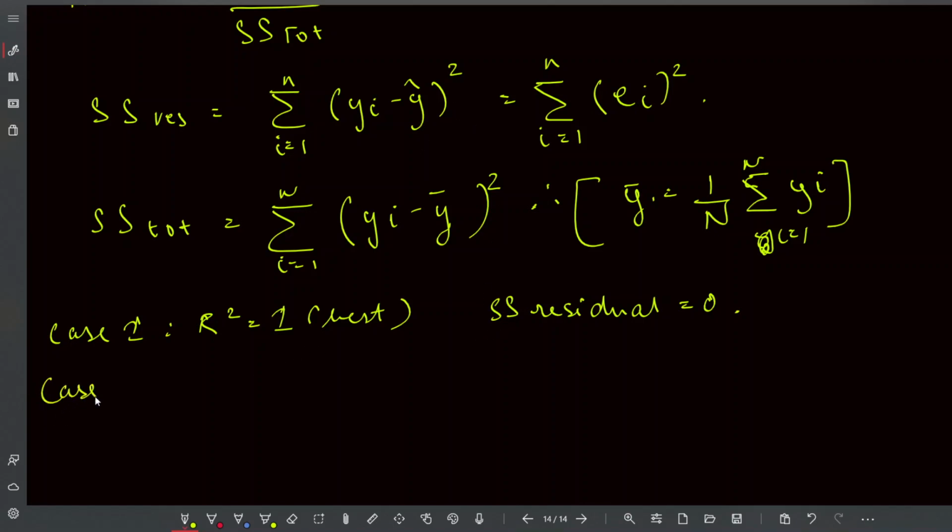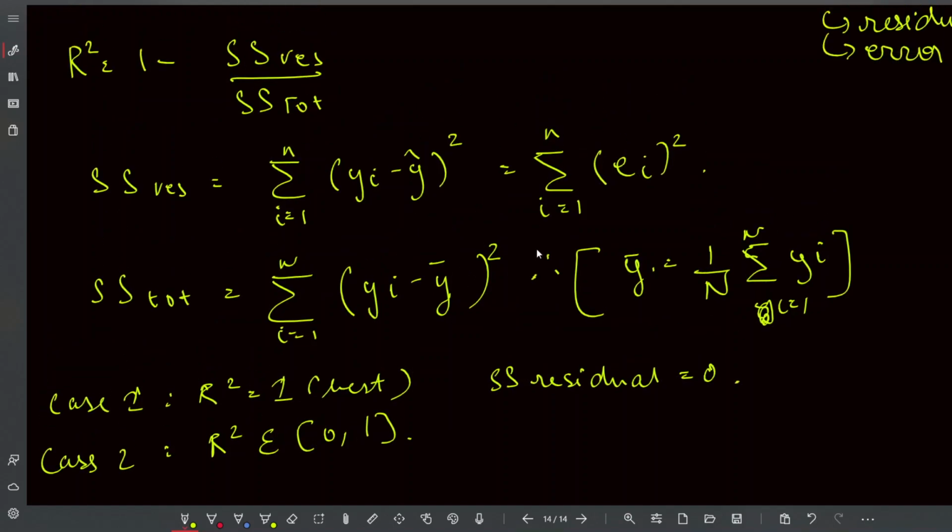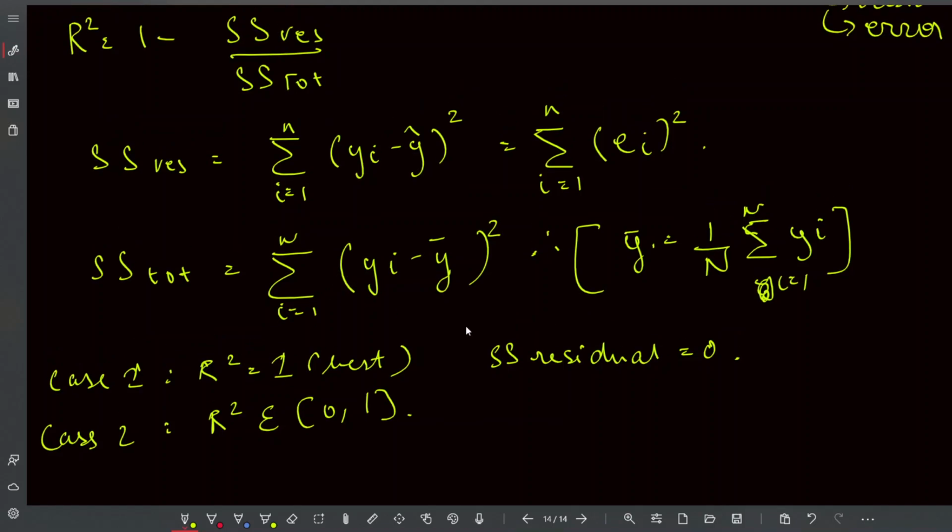Let's see what case 2 is. Case 2 is R square is between 0 and 1. Over here, I have some value of sum of square residual. Sum of square residual is not equal to 0. That means my model has some errors. But as long as they're small, right? As long as they're small, this is good.